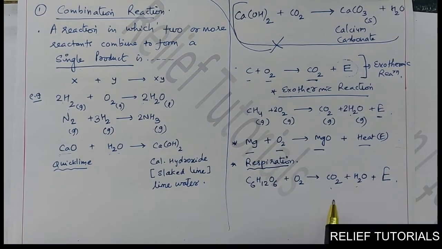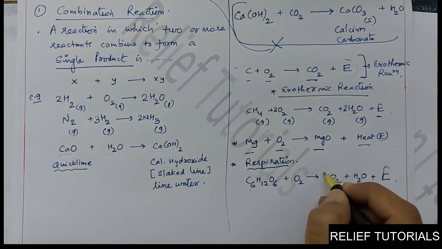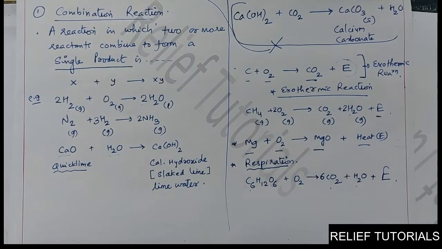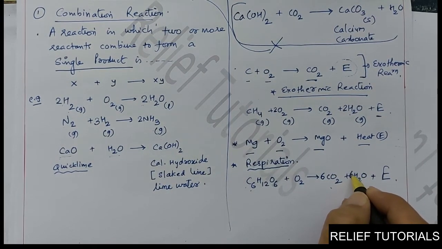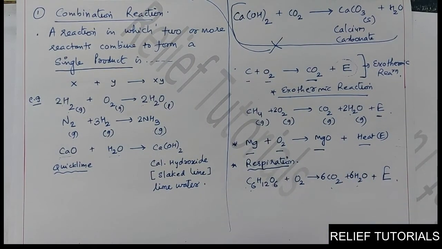The equation is not balanced. How many carbons are here? There is only one. So if you write 6 here, the carbon becomes balanced. What about the hydrogen? There are 12 hydrogens here, and here only 2. So 6 molecules of water are released. Now oxygen, if you calculate, it is 6, and 6 plus 2 is only 8.